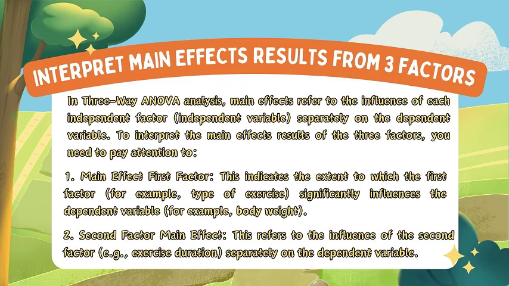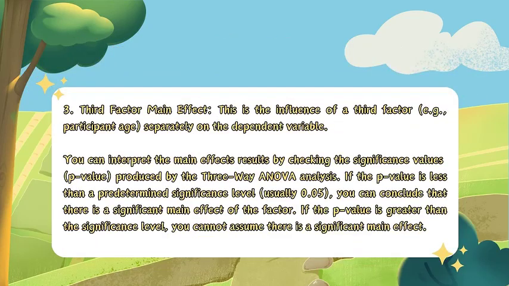Number 2, second factor main effect. This refers to the influence of the second factor, or exercise duration, separately on the dependent variable. Number 3, third factor main effect. This is the influence of a third factor, or participant age, separately on the dependent variable.